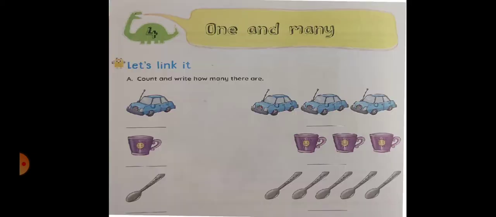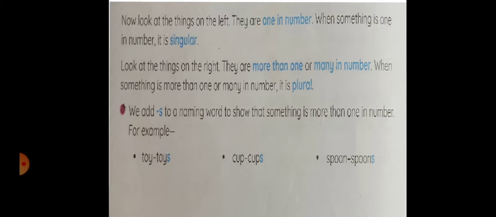Okay, now see here, let's link it. Count and write how many are there. See the pictures and then you will come to know what is singular and what is plural. That is, one and many. You are able to see a car, then 3 cars, and a cup and 3 cups, a spoon and so many spoons, right? We just need to know that.